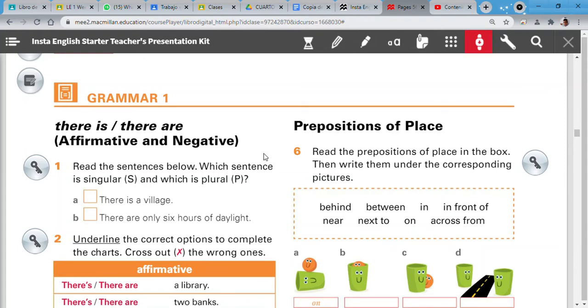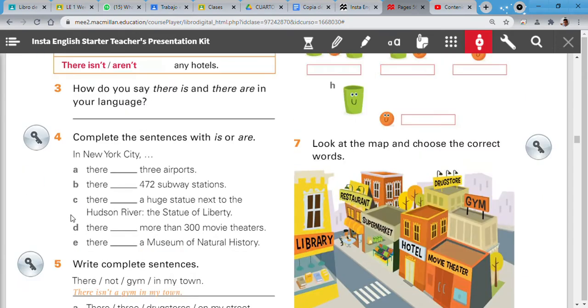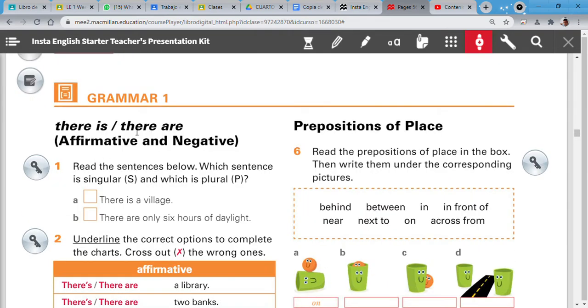Well, class, let's continue on page 60. In this part, we're going to see grammar number 1. My advice for you is to pay attention and try to get as much information as you can. Well, let's start. The activity grammar number 1 says there is, there are, affirmative, and negative.